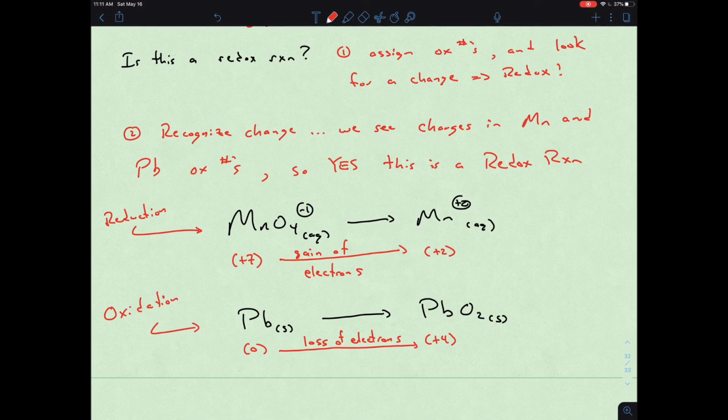So, not that you need to break it out this far, but what we do need to do is realize that there is a change in oxidation numbers, and that helps us to recognize that we have a reduction oxidation process occurring. So crucial to recognizing that you have a redox reaction is really the assignment of oxidation numbers. So that's it for this module on solution chemistry.